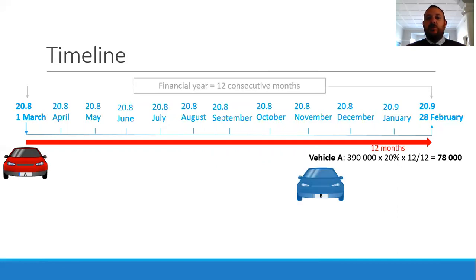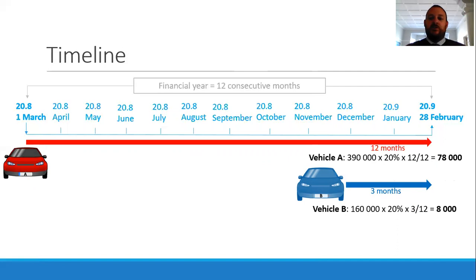Then, of course, if you look at vehicle B, we only had vehicle B for 3 months. So you'll see there, we multiply that 160,000 Rand by the rate, 20%, and then 3 divided by 12, because it was only for those 3 months. So you'll see now that the total depreciation of vehicles amounts to 86,000 Rand.